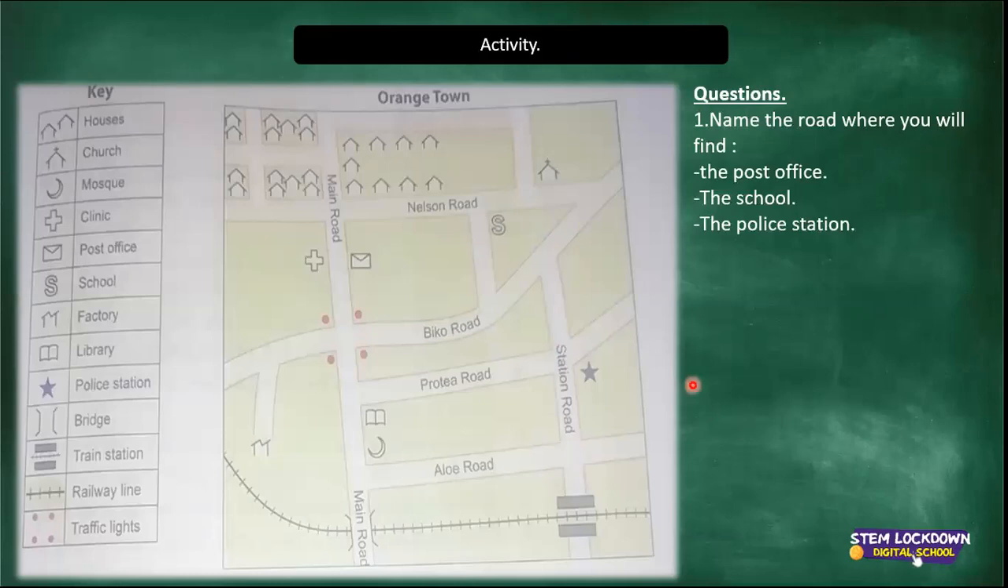Okay, so we find the police station on the station road. We come to the keys here. We see the sign of the police station. And then we come to the map and then we look at it. We find it's here and then it is on the police station road. Thank you, guys.